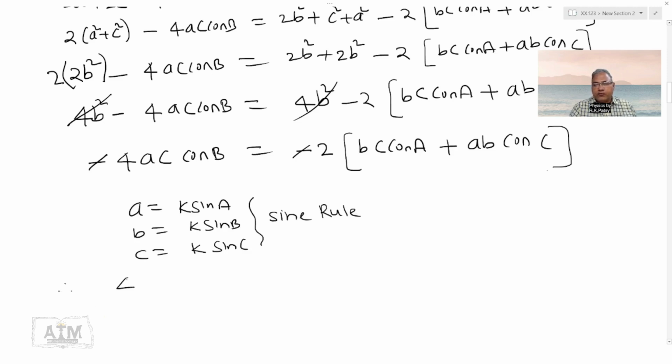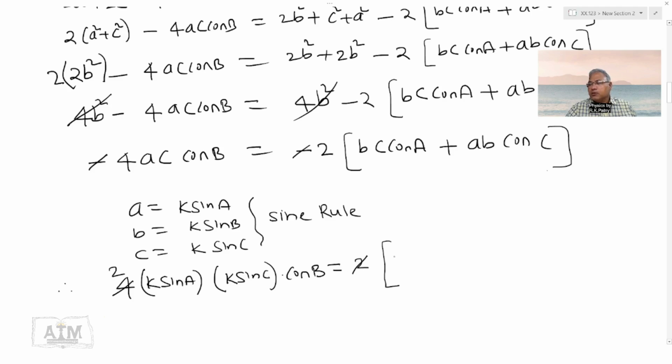Therefore, we get here 4a, that is k sine A, into c, that is k sine C, into cos B equals 2. Here the 2 ones and 2 twos are cut down. Then b is nothing but k sine B, c is nothing but k sine C, and cos A, and a is nothing but k sine A, b is nothing but k sine B, and cos C.